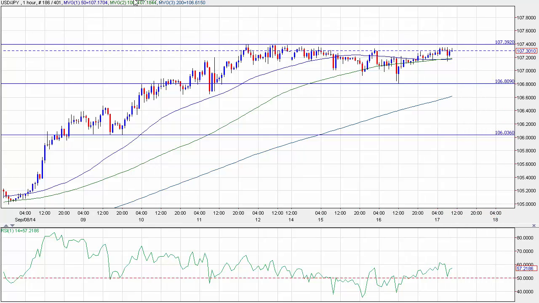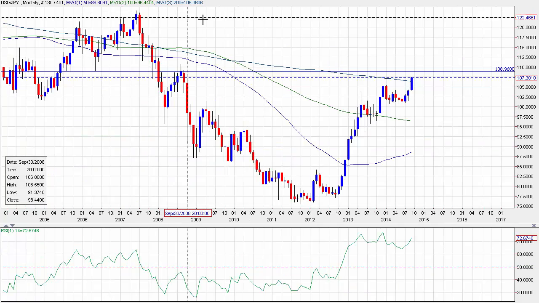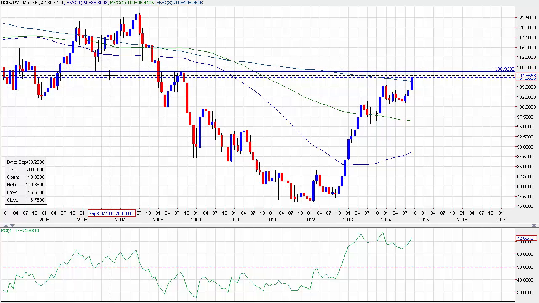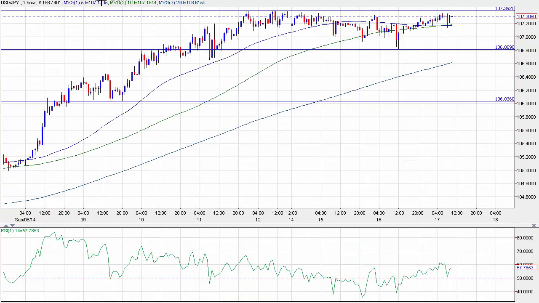Now, in the monthly chart, we can see some further upside toward the 108.96, 109 pivot area. However, now let's go back to the 1-hour chart.